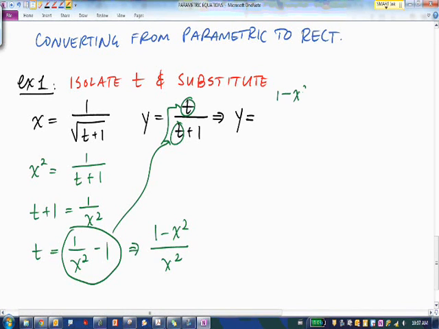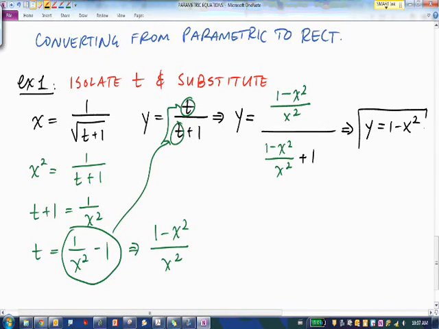So I'll plug that into the top, 1 minus x squared over x squared, all over that same thing, 1 minus x squared over x squared plus 1. Okay, with a little bit of simplification, you'll actually show that y is equal to 1 minus x squared.